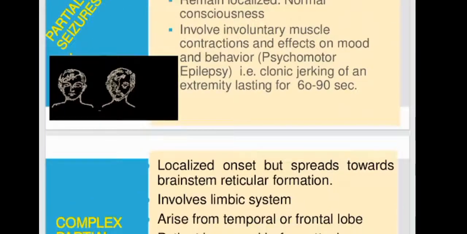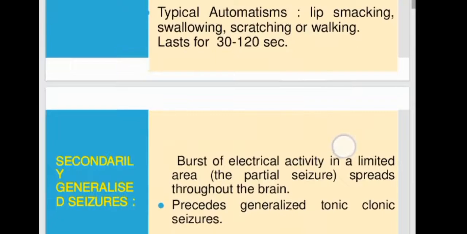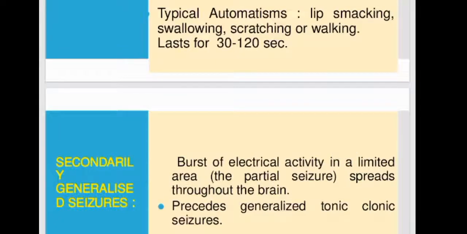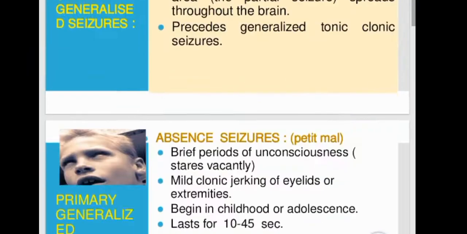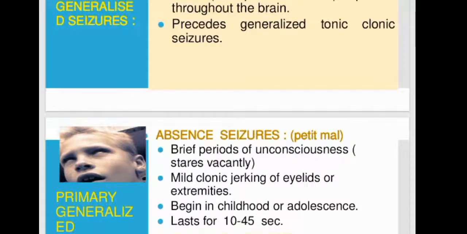So simple partial seizures have normal consciousness, remain localized, involve involuntary muscle contraction, and affect the mood and the behavior. Complex partial seizures have a localized onset but spread towards the brainstem reticular formation, and arise from the temporal and the frontal lobe. And secondarily generalized seizures are a burst of electrical activity in a limited area that spreads throughout the brain and precedes generalized tonic-clonic seizures.